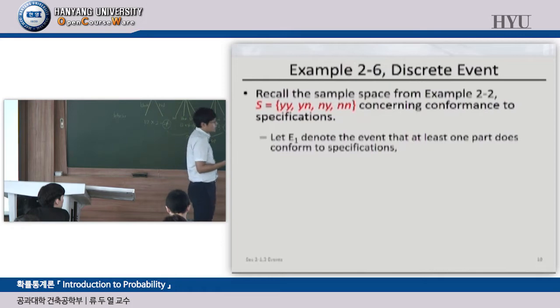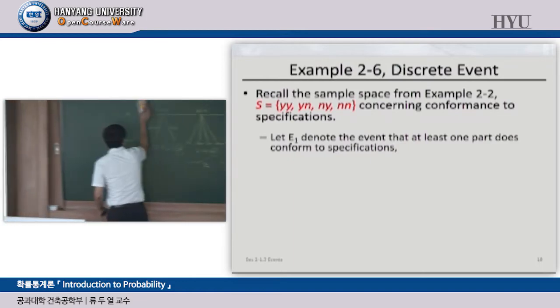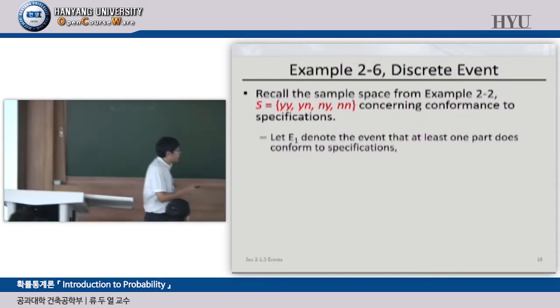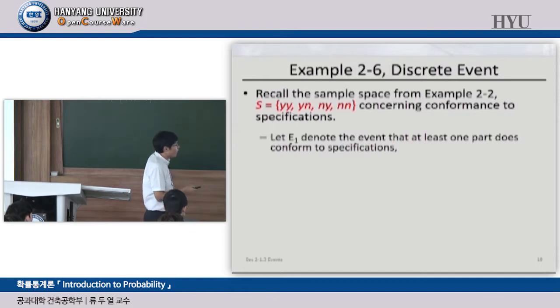And let E1 denote the event that at least one part does conform to specification. So the event of E1 will be YY, YN, NY, right? Because based on this sentence, the E1 denotes the event that at least one part does conform to the specification. 그러니까 Y가 하나도 포함된 걸 포함하라는 얘기잖아요, 그죠?